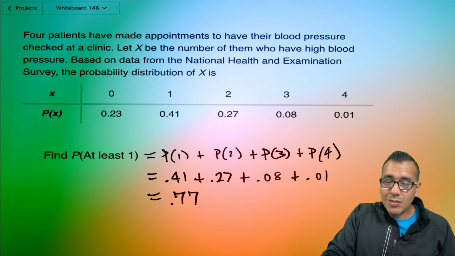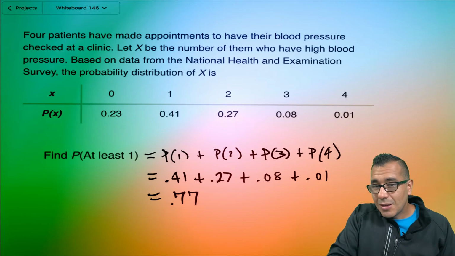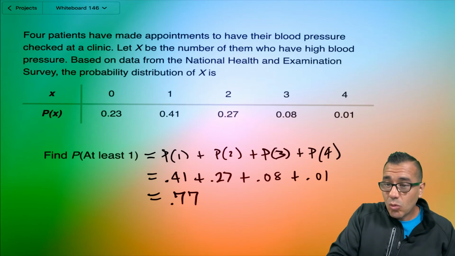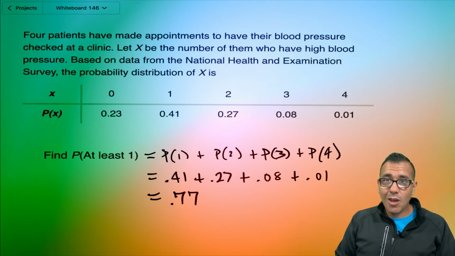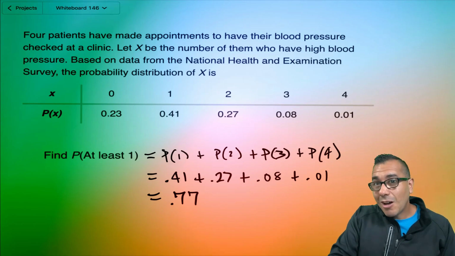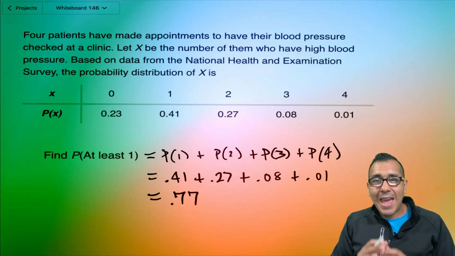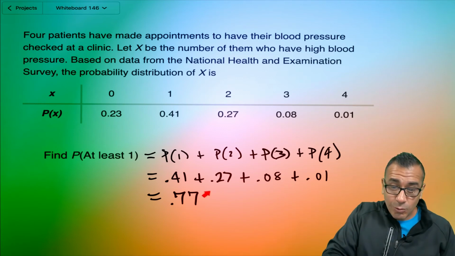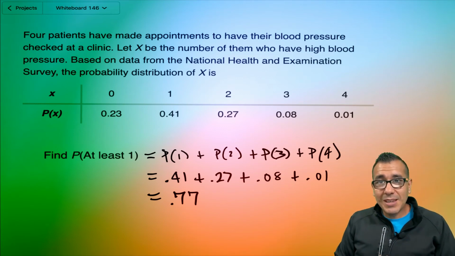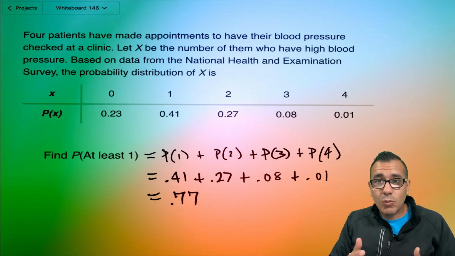And let me ask you this. What if, instead of having 4 patients making appointments, you had 27, right? Are you really gonna want to add a probability of 1 plus probability of 2 plus probability of 3 plus probability of 4 and then all the way up to 27? Absolutely not. So does it work? Yeah, it works. But we want to see, is there any more efficient way of doing so?